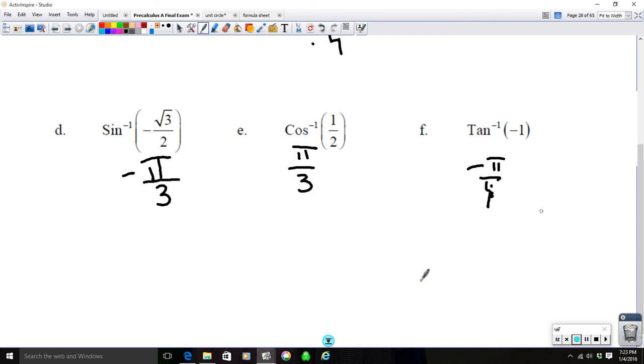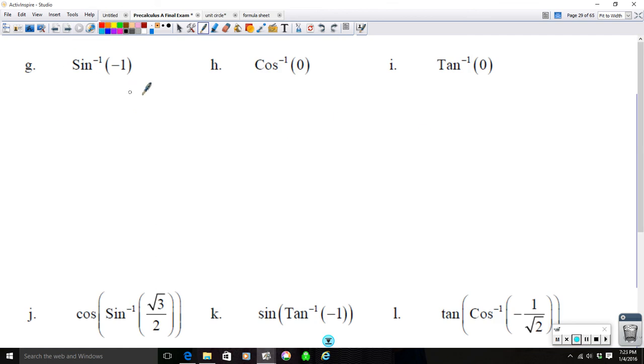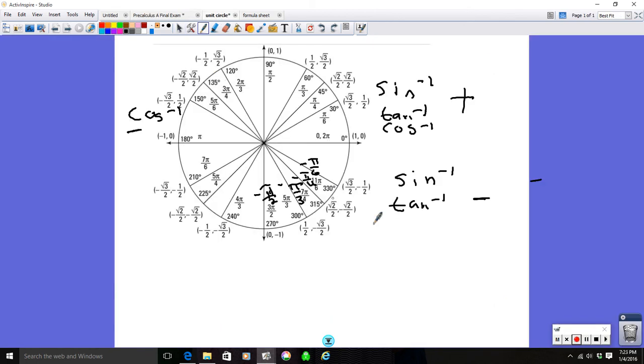Moving down, I think it's on the next page. Letter G. So we need to know when sine inverse is -1. So sine is -1 in quadrant number 4. It's down here. So we need to know when sine is -1. So sine is -1 down here at -pi/2. So when sine is -1, the angle is -pi/2.